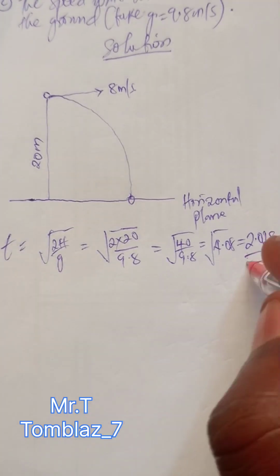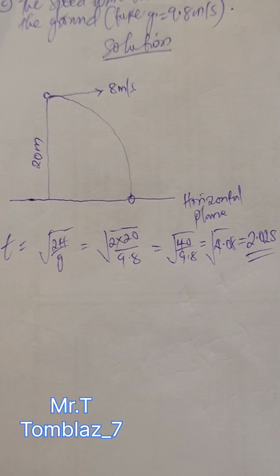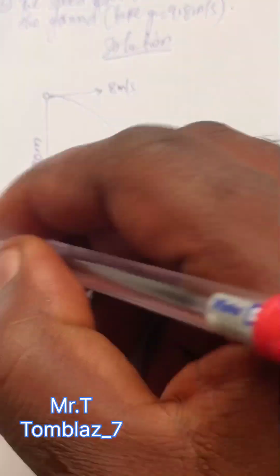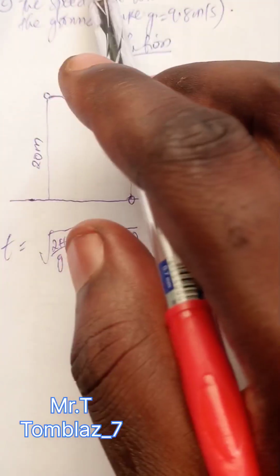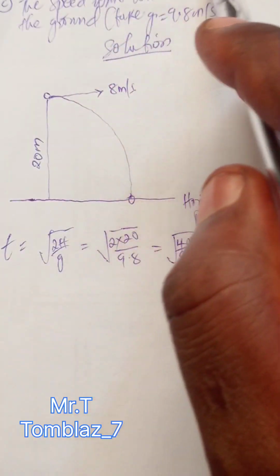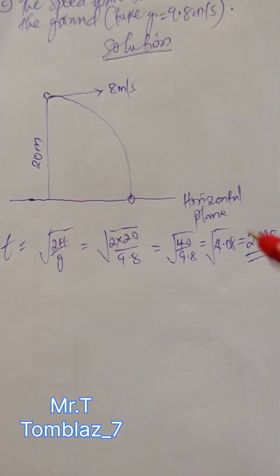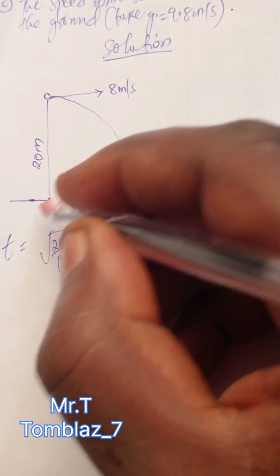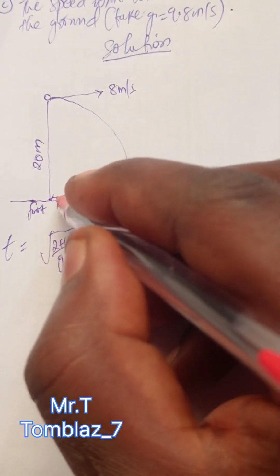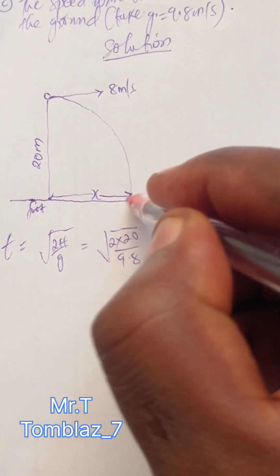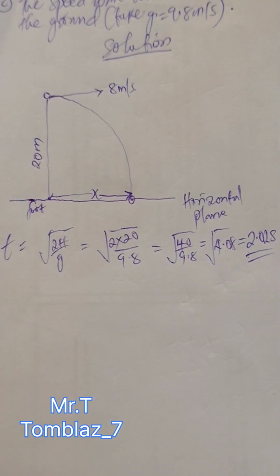All right, so we're going to be having 2.02 seconds. Okay, let's go to the next value. This is A. Option A is answered already. And the second value is how far from the foot of the cliff it strikes the ground. So this is the foot of the cliff. How far did it strike the ground? So we want to know this distance, right?